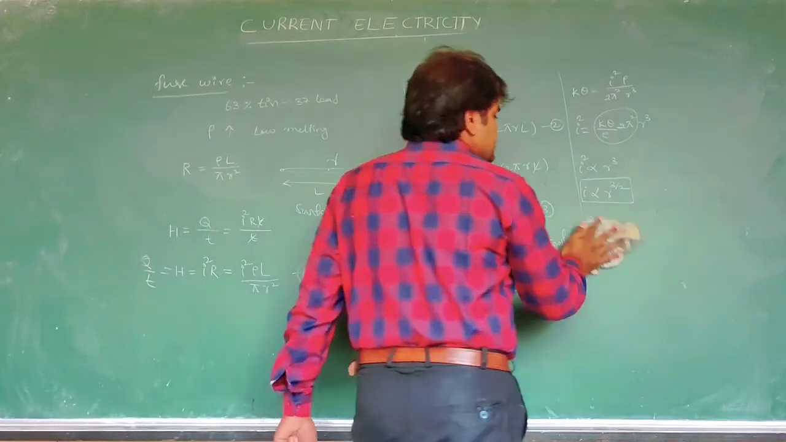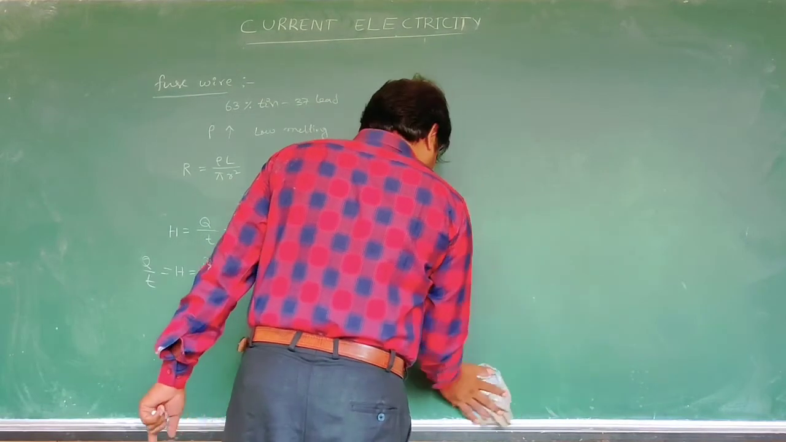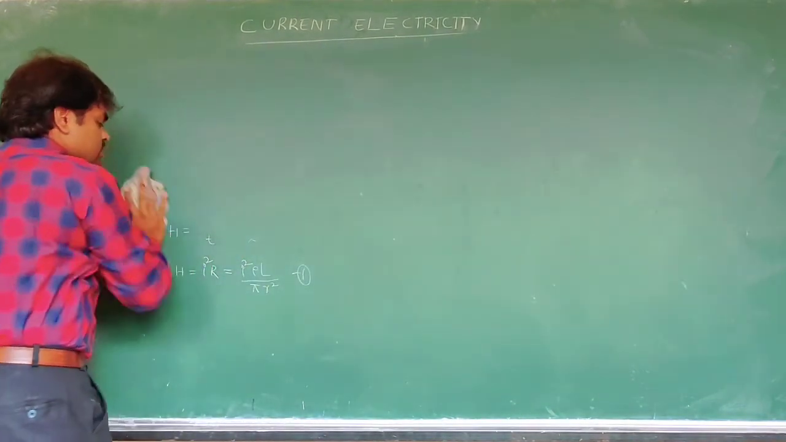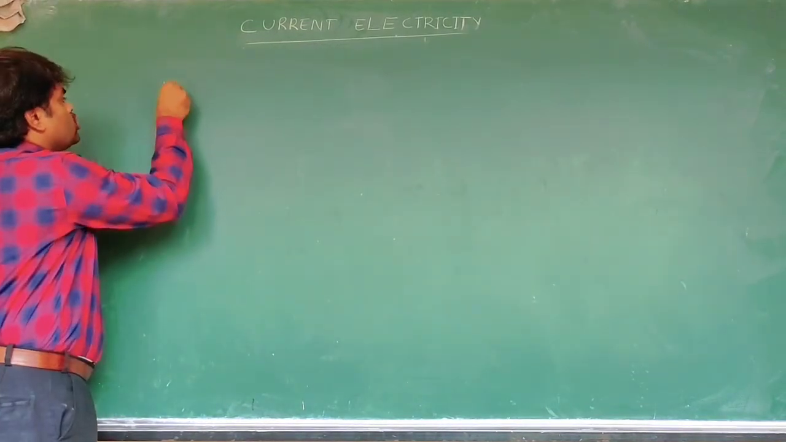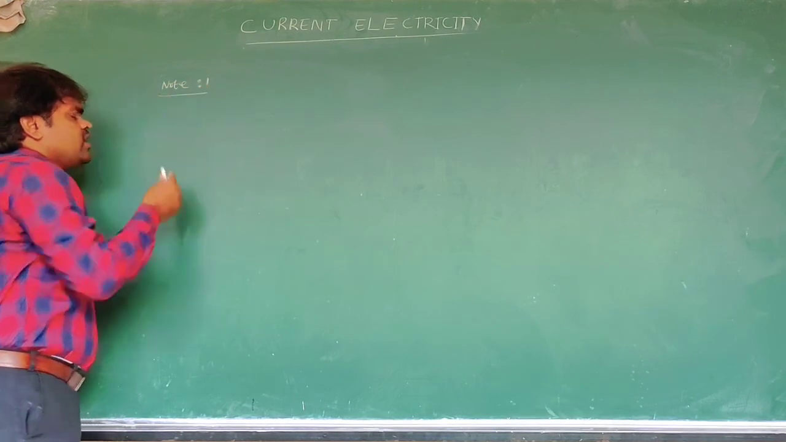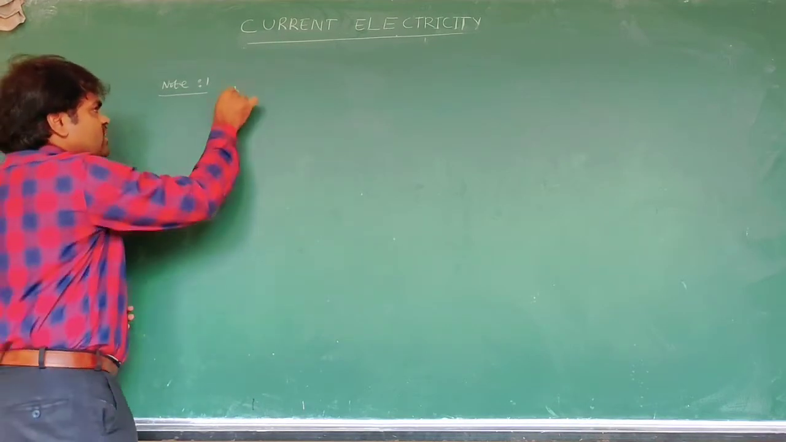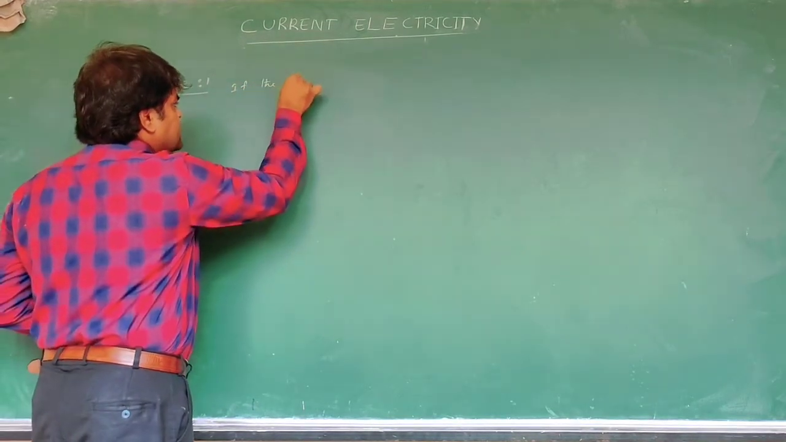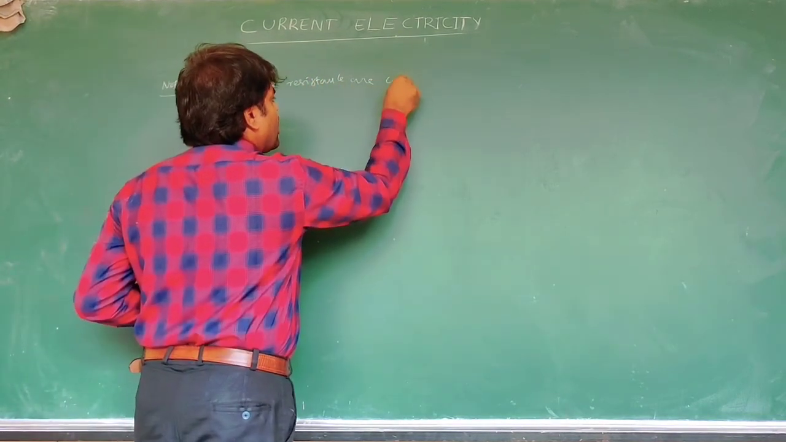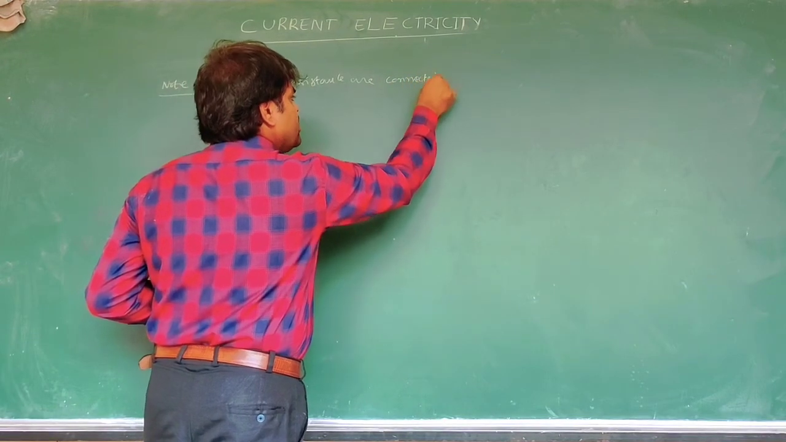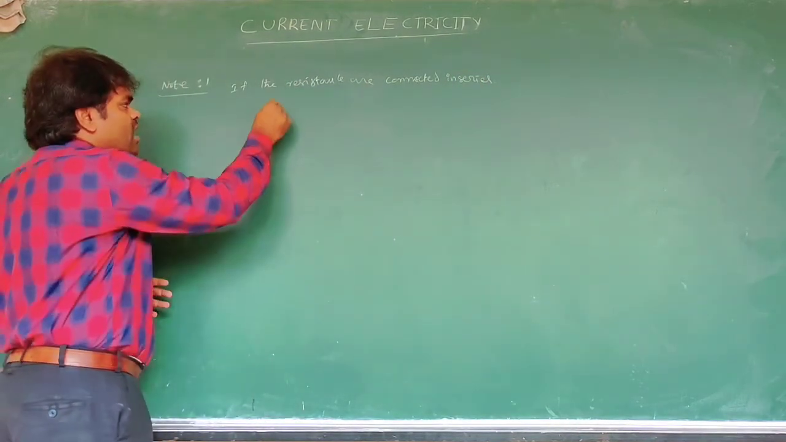We are going to discuss the important points of electric power. Here first point, Note 1. What we say? If the resistances are connected in series, connected in series means I is the same.